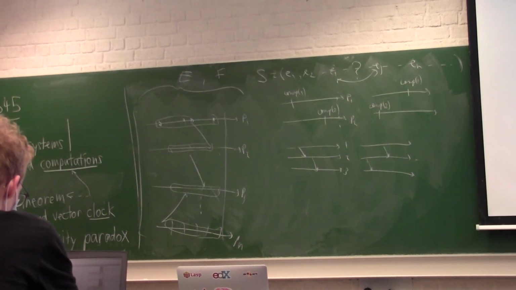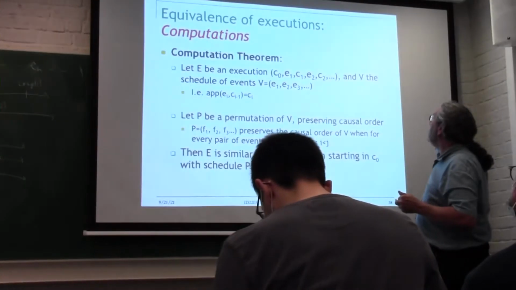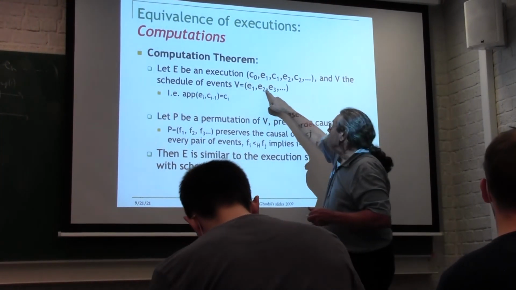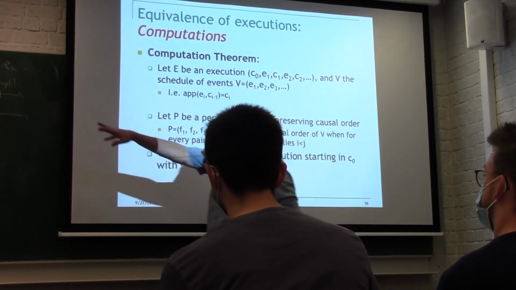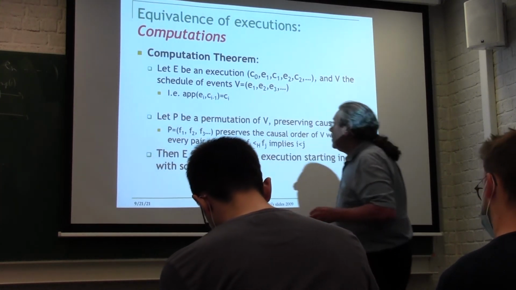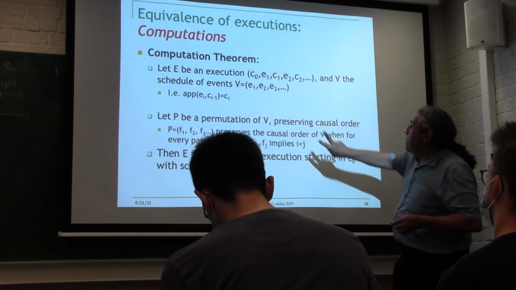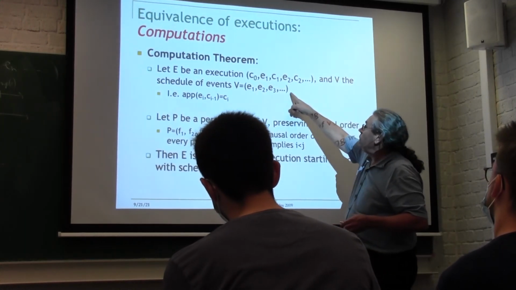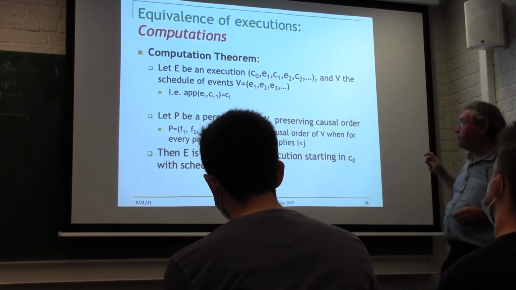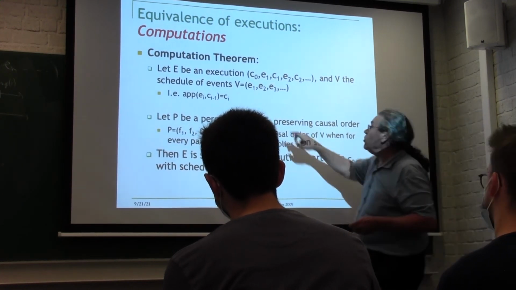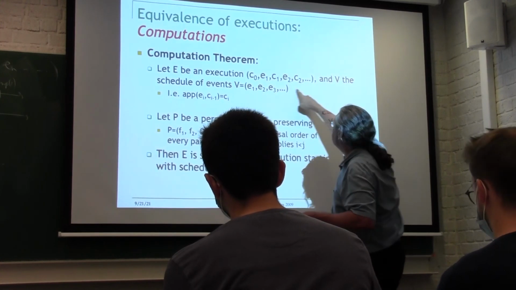Okay, so assume E is some execution, and V is a schedule. So these are all the events. This is an actual execution, E, for example. Now, let's make a permutation of these events, but we preserve the causal order. So we permute. Each of these is a million, this is an infinite sequence.